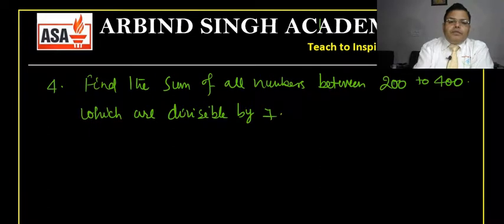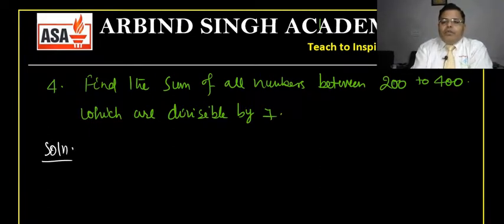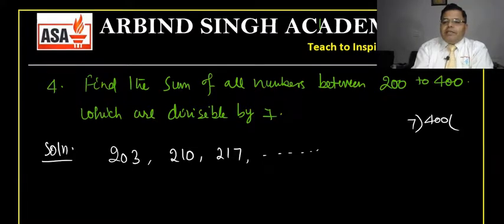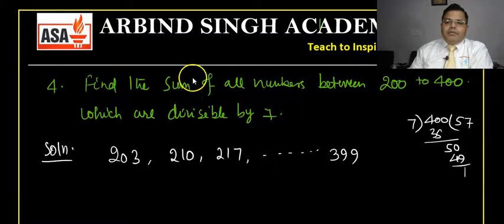For the solution, we can divide 200 by 7: 7 times 2 is 14, 6 is left, and 7 times 9 is 63. So 203 will be the first number, 210 the second number, 217 the third number. To find the last number, divide 400 by 7: 7 times 5 is 35, and 5 is left, then 7 times 9 is 49. So 1 less than 400, that is 399, will be the last number.